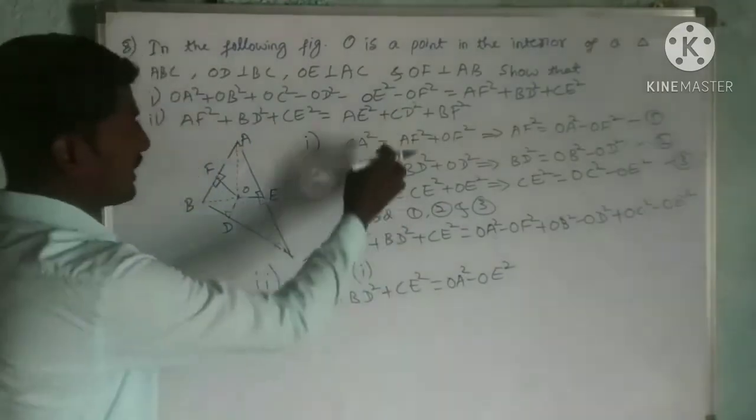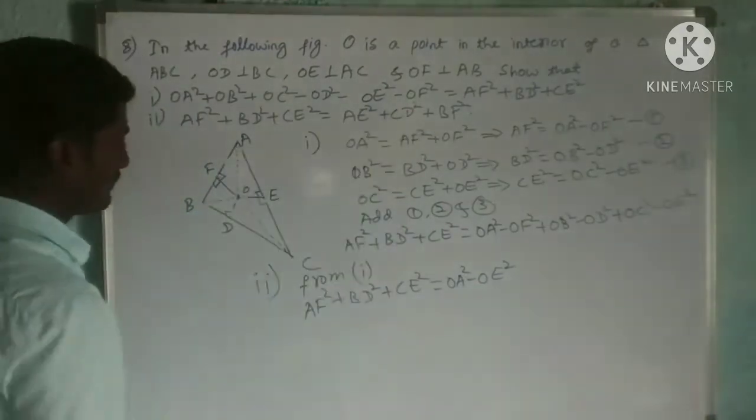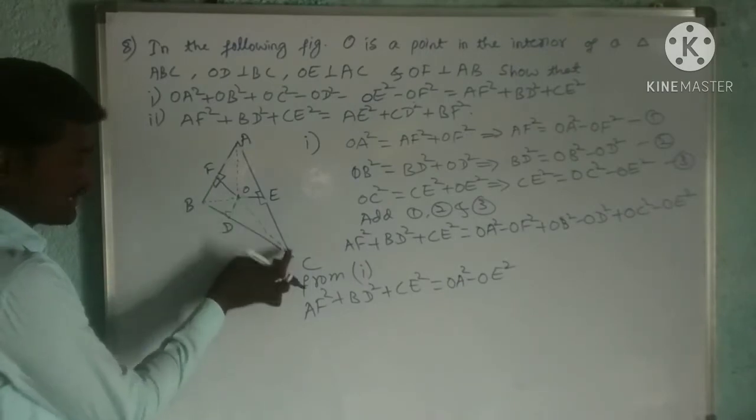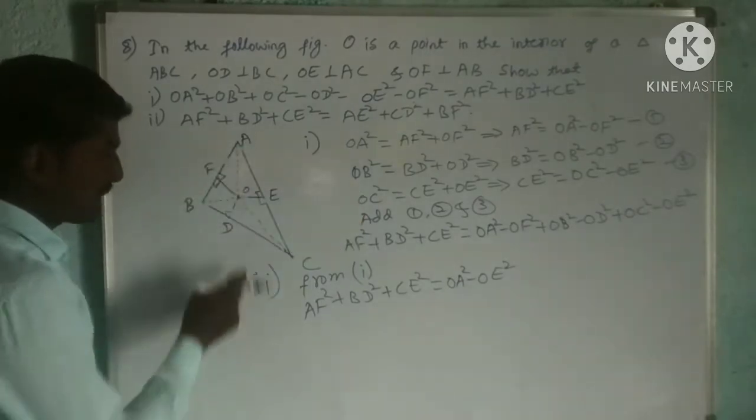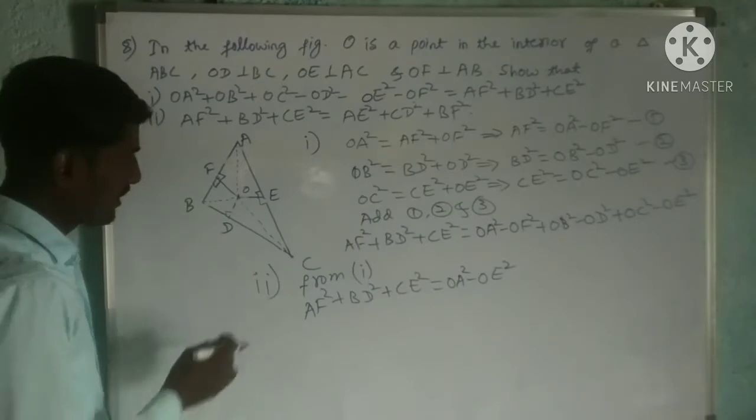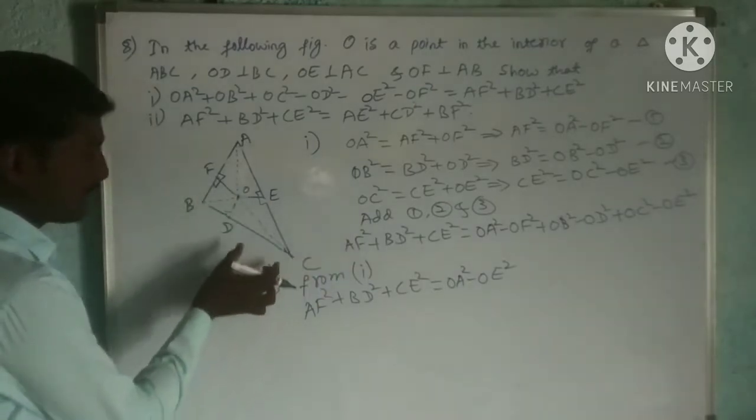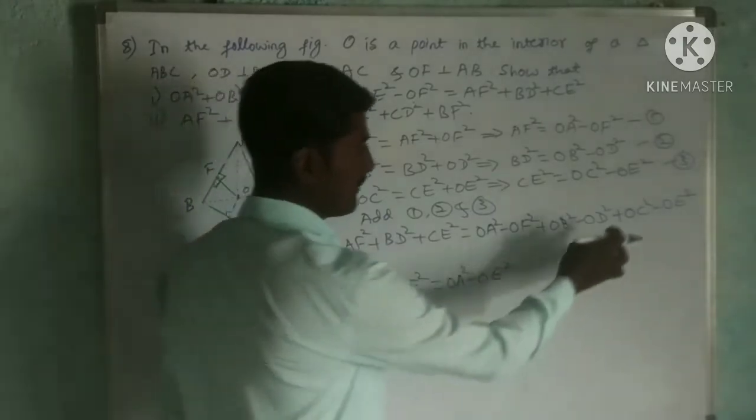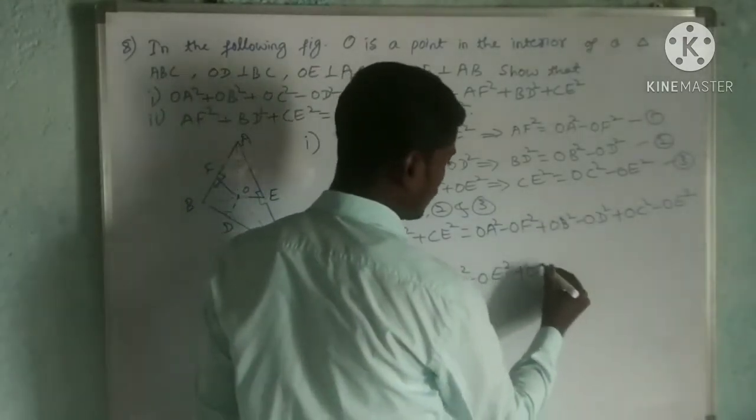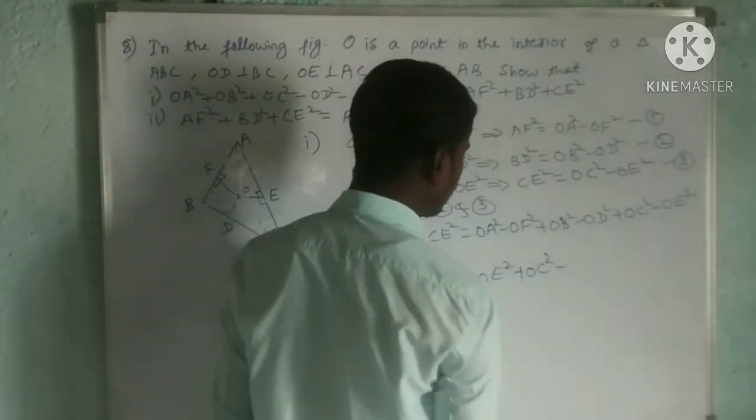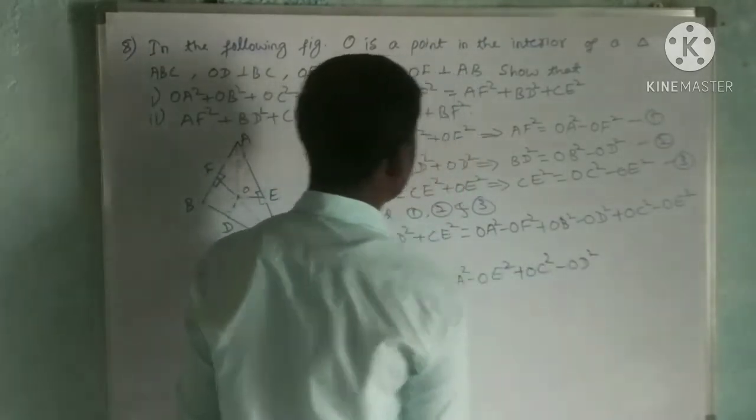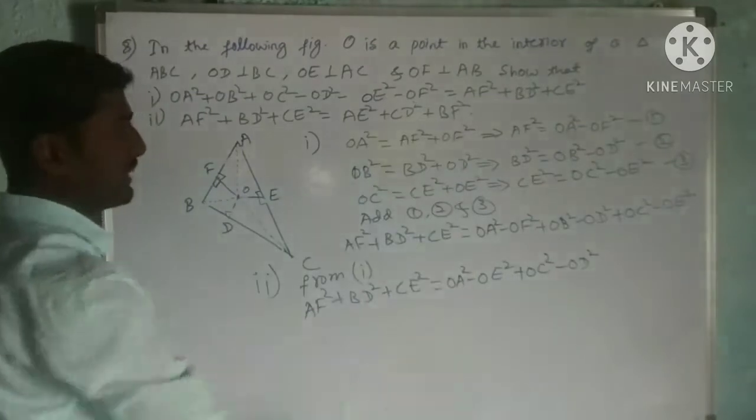Then next one, what I want is CD square. See here, CD square is here. So how can I get it? OC square minus OD square, because OC is the hypotenuse here. OC square minus OD square will be the CD square. So here, OC square minus OD square. Then the last one I want is BF square.